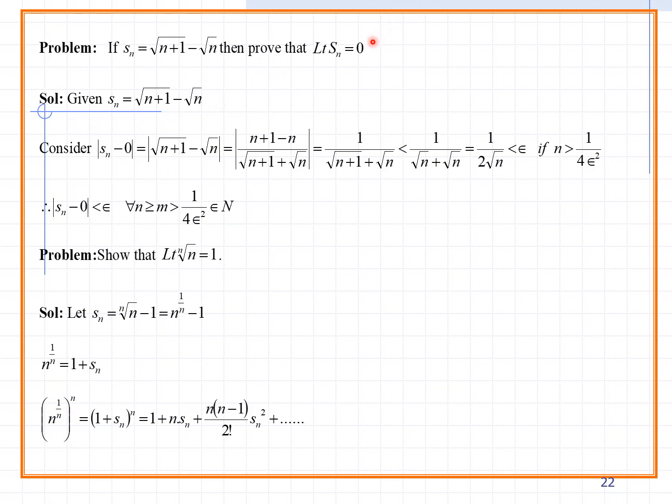So 0 is the L value now. This L value you can shift to the left side. Consider modulus of Sn minus L. What does modulus of Sn minus L mean?